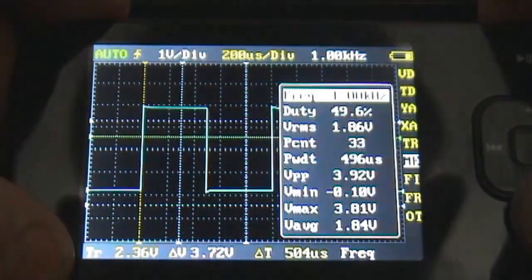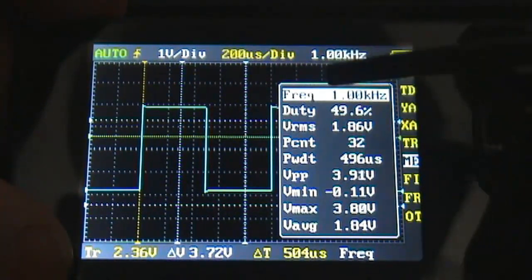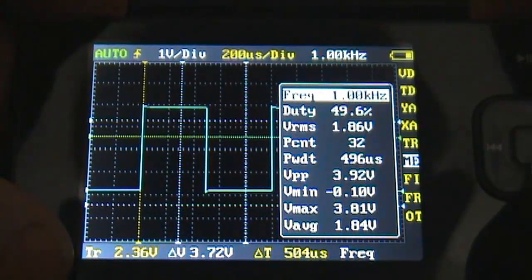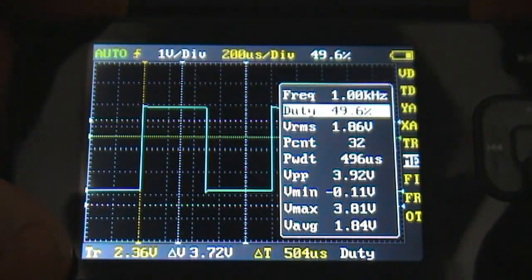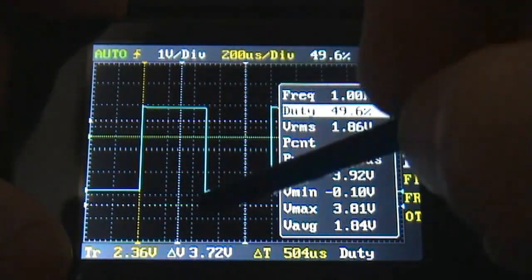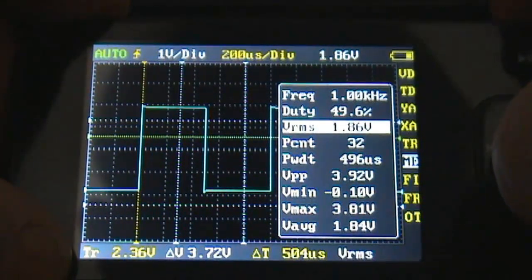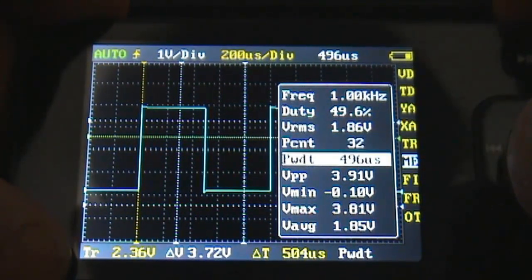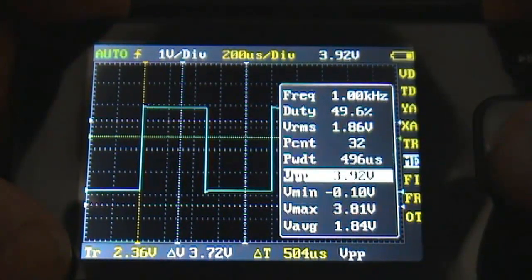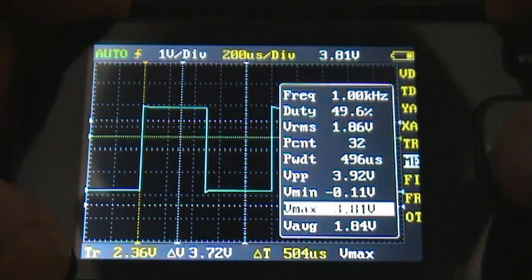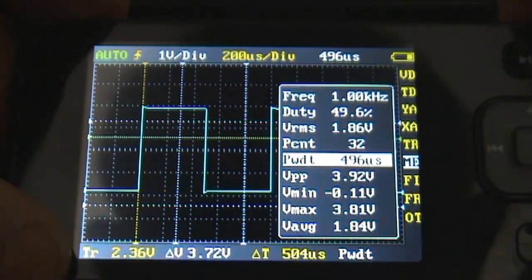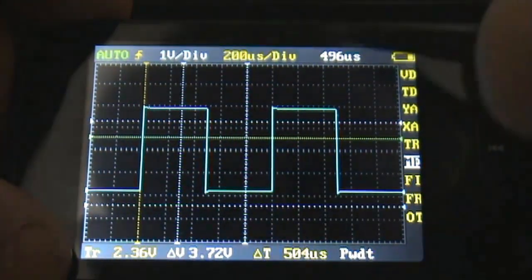Next one down is what we're measuring, and this is what is showing up here. At the moment we're measuring frequency, which is 1K, but as we come down we're measuring the duty cycle percentage, which is the percentage that it's up as compared with down. RMS voltage, and, oh, that must be pulse width, 496 microseconds. Voltage peak to peak, voltage min, voltage max, and voltage average. Whatever you leave this set on, so if we leave it set on pulse width, then what you'll see up here is pulse width.